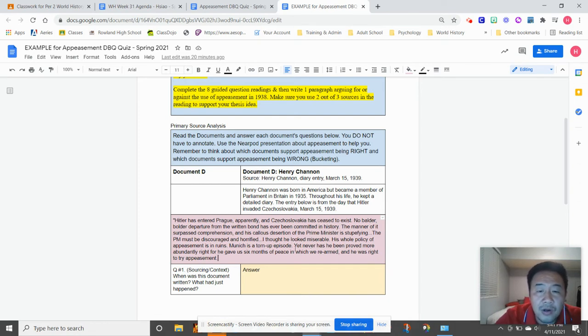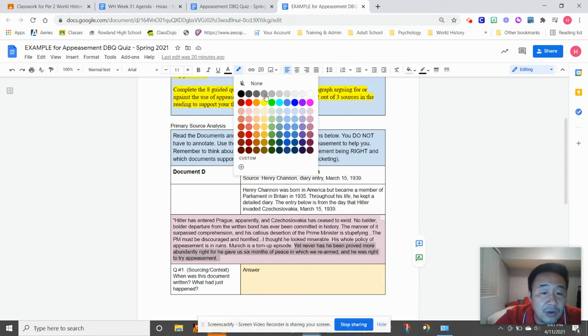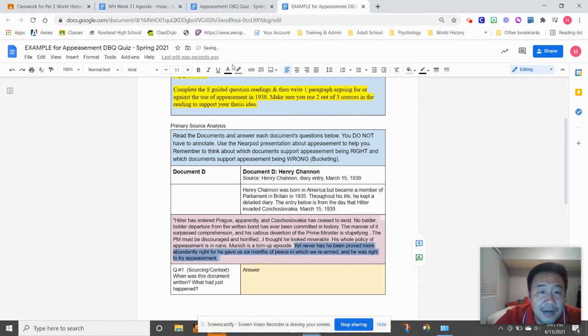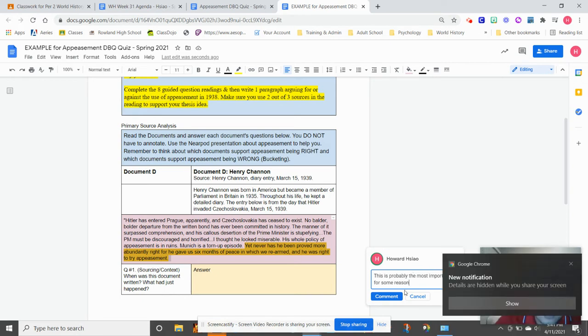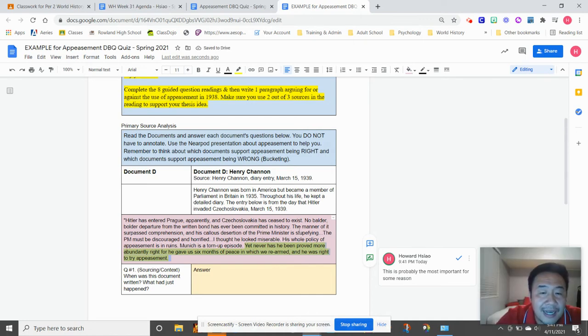Okay? You don't actually have to annotate, but you can if it's relevant and if it's going to help you. So I'm going to highlight this, because this last line really tells you what he felt about appeasement. Before we get to that, I'm just going to add the comment that this is probably the most important line for some reason. And so now you annotate it. You don't have to do it. We've been practicing annotation, and I really want you to do as much as you can.